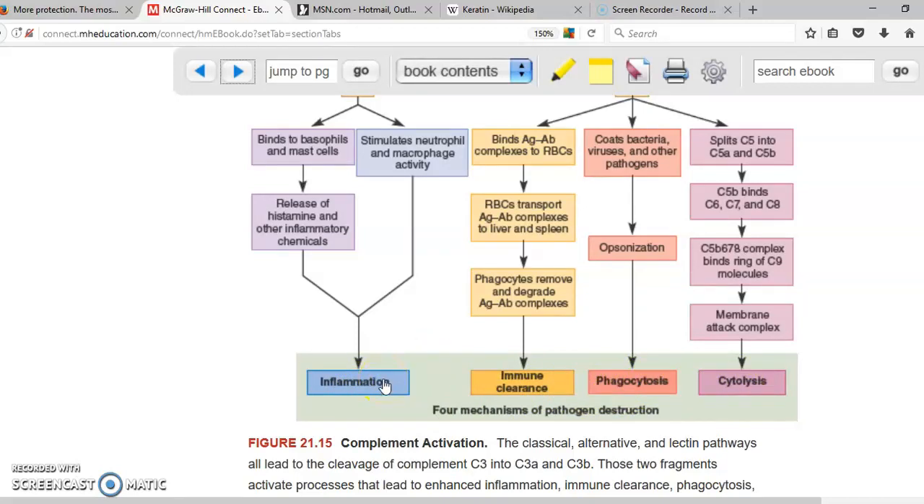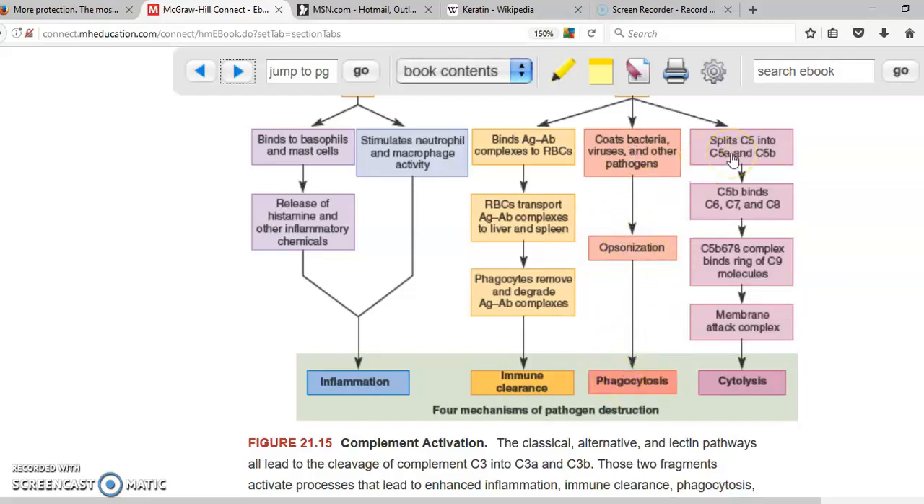Inflammation produces redness, heat, pain, and swelling. Immune clearance is when the antibodies and the antigens get together. They are going to go with the red blood cells into the spleen and the liver, and the macrophages in the spleen and the liver are going to destroy this antigen-antibody complex. The next one is that C3 is going to attach to the bacteria, and this is going to flag this bacteria in order to be destroyed. This flagging by the C3 is called opsonization, and that's obviously going to initiate phagocytosis.